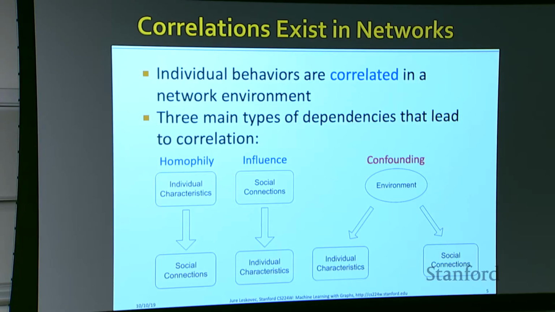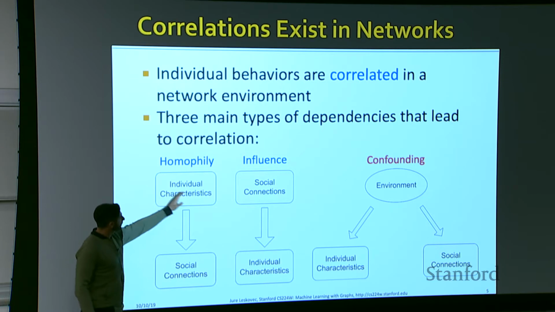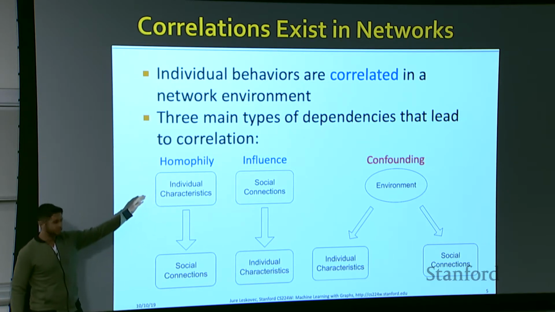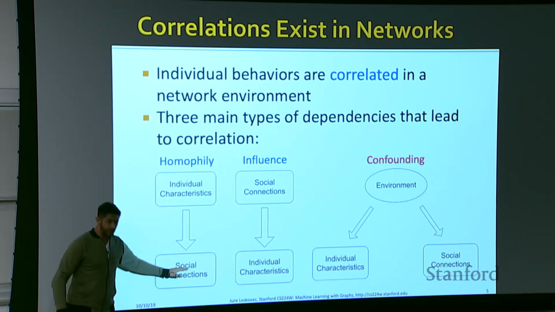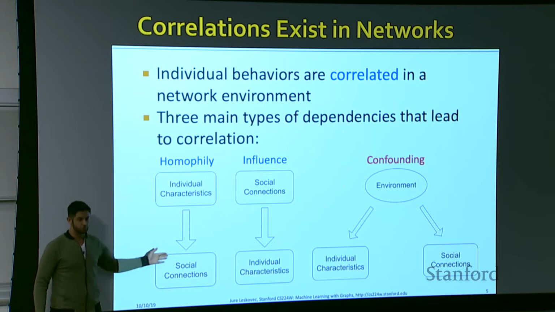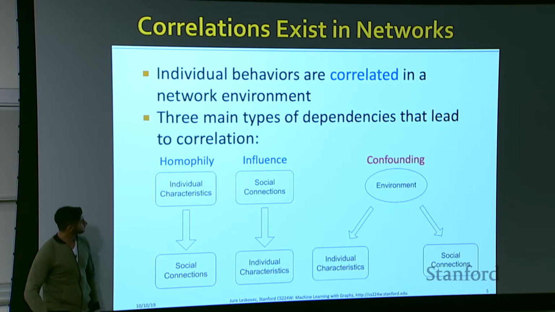So let's go to the correlations, as I was mentioning before. What are they and why are they so important? First of all, we know that individual behaviors are correlated in a network environment. So basically it's the case of homophily. I'm going to explain in detail what it is, but you can think that people that have similar individual characteristics will end up more likely to be connected in a social environment, okay? So say this is going to be based on age, on your job, on your race, and so forth, okay?